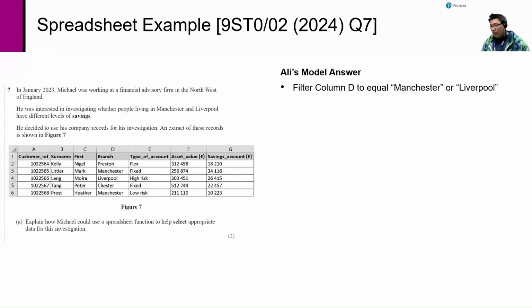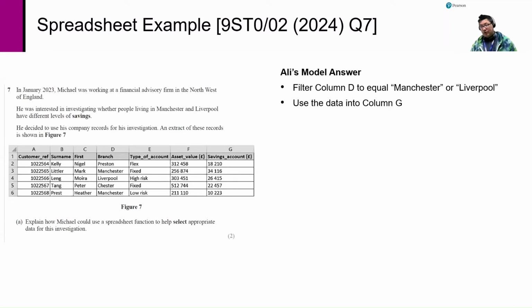First off, the question was, this guy, Michael, I should say, Michael is only interested in people who live in Manchester and Liverpool. So the first thing I want to do is only show the people who live in Manchester and Liverpool. That would be column D, and I only want column D to show Manchester or Liverpool. That is a filter. So I would write down the word filter, column D to equal Manchester or Liverpool.